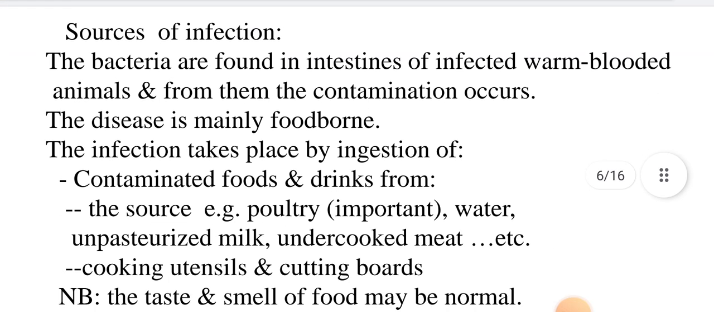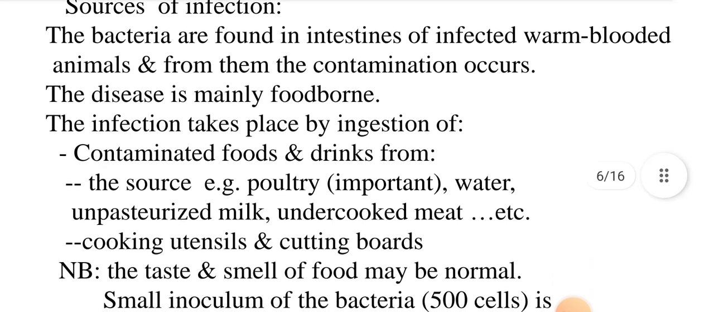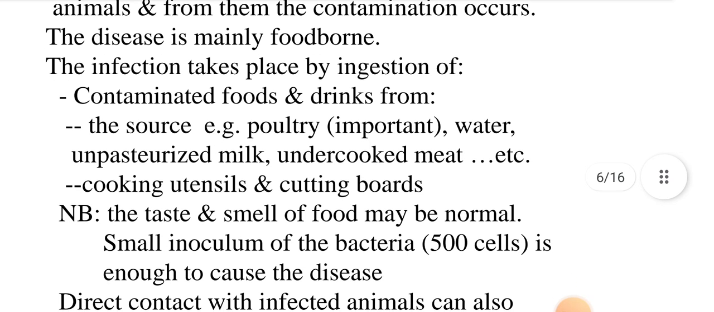Sources of infection. The bacteria are found in intestines of infected warm-blooded animals, and from them the contamination occurs. The disease is mainly foodborne. The infection takes place by ingestion, swallowing of contaminated foods and drinks. The contamination from the source, for example, poultry, this is important, water, unpasteurized milk, undercooked meat, and other food items.